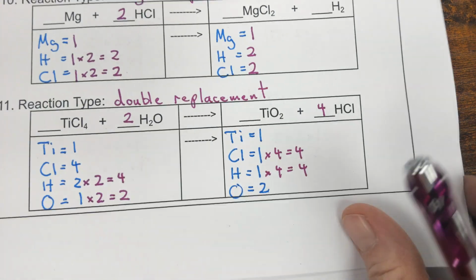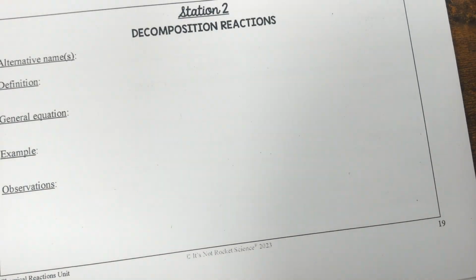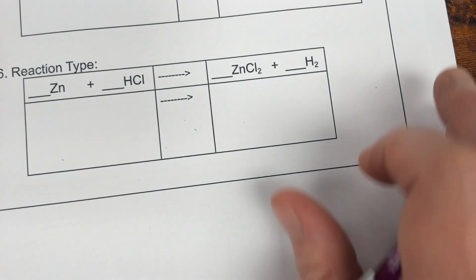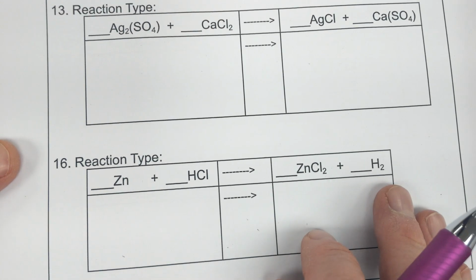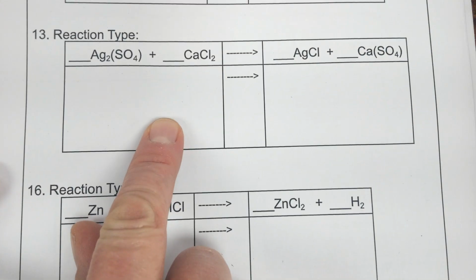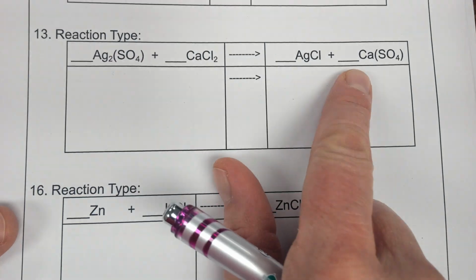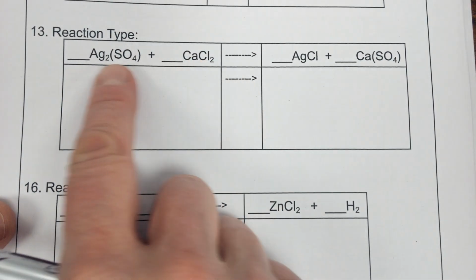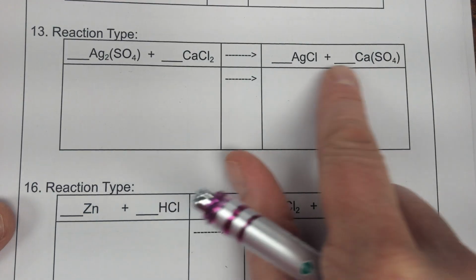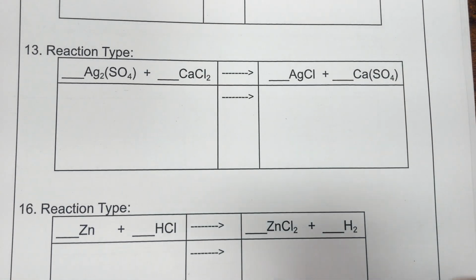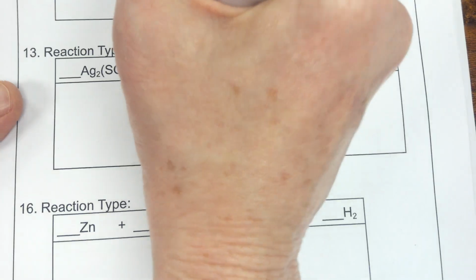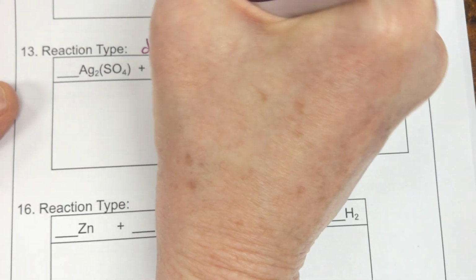Okay, let's see. Let's look at a more traditional double replacement reaction with polyatomic ions. This one's a really traditional one that you'll see. You've got two ionic compounds. They're swapping partners. So again, two compounds on each side. This is double replacement. That's how we know.